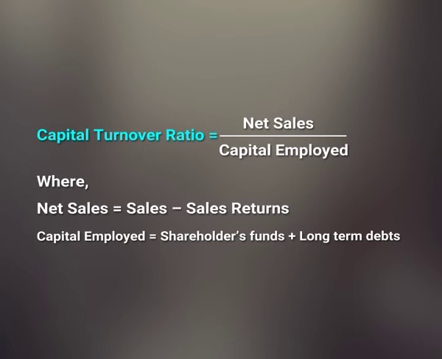This ratio is calculated as capital turnover ratio is equal to net sales divided by capital employed, where net sales is equal to sales minus sales returns and capital employed is equal to shareholders funds plus long term debts. Now, we will see one illustration on this.